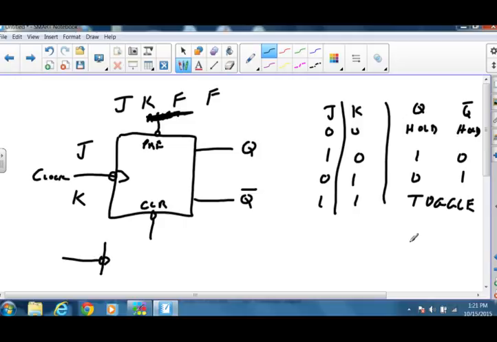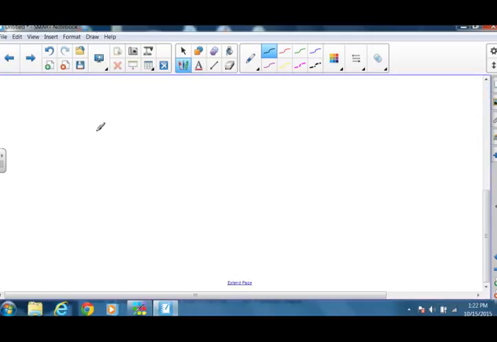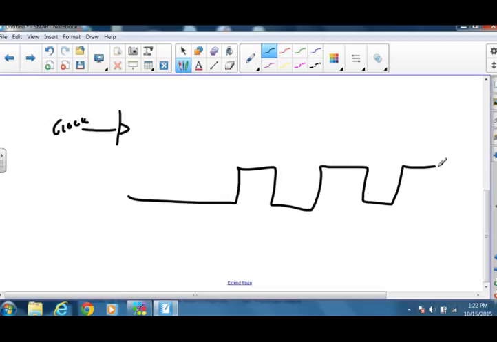And if it's a 1, 1, I'm going to toggle. A toggle means if I was 1, 0, I'm going to be 0, 1. If I was 0, 1, now I'm going to be 1, 0. I'm going to toggle to the other state, whatever it might be. The JK is only going to be active at the edge of the clock. So if I have a positive clock, that's what I've got, and my clock is doing this, then the JK is only going to make a difference at that positive edge trigger.